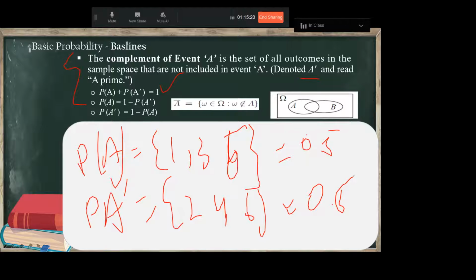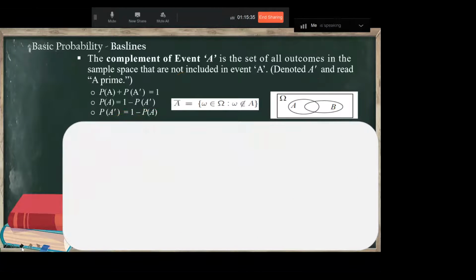It's really important because if we know one probability, we can calculate the other by subtracting it from 1. That's why it's really easy to calculate. If you know one, you can get the other. Either if you know the probability of A, you can get the probability of A complement, or if you have the probability of A complement, you can get the probability of A.